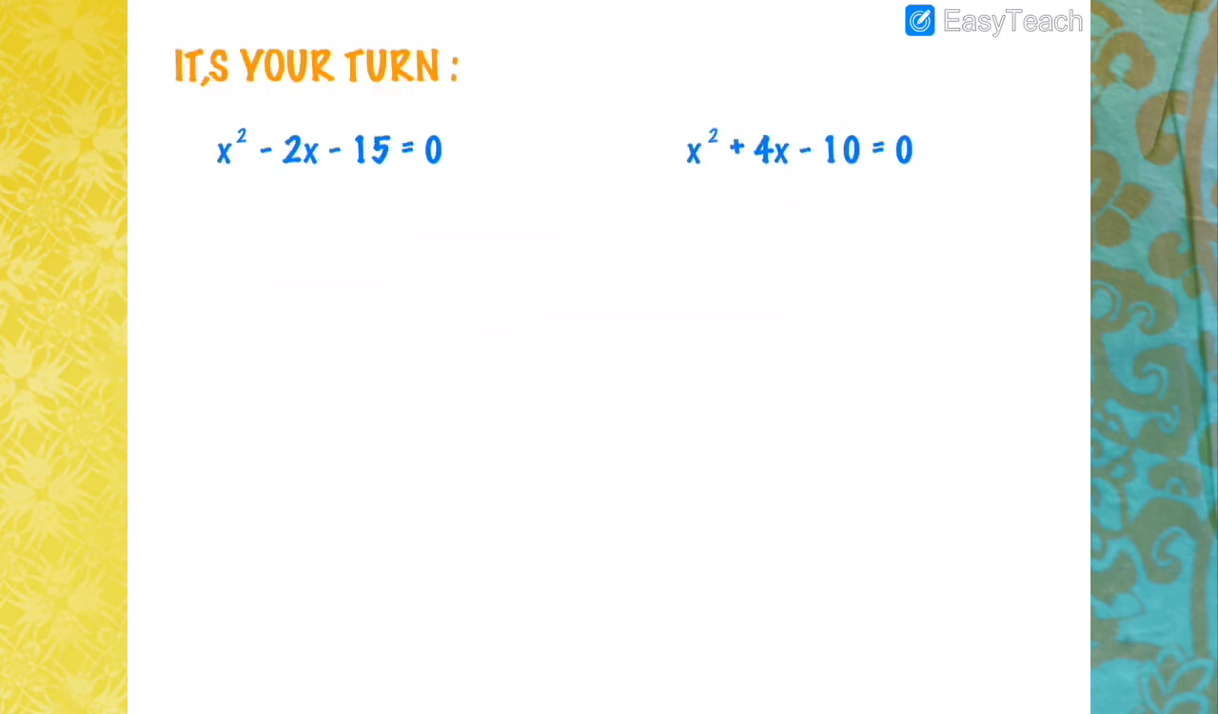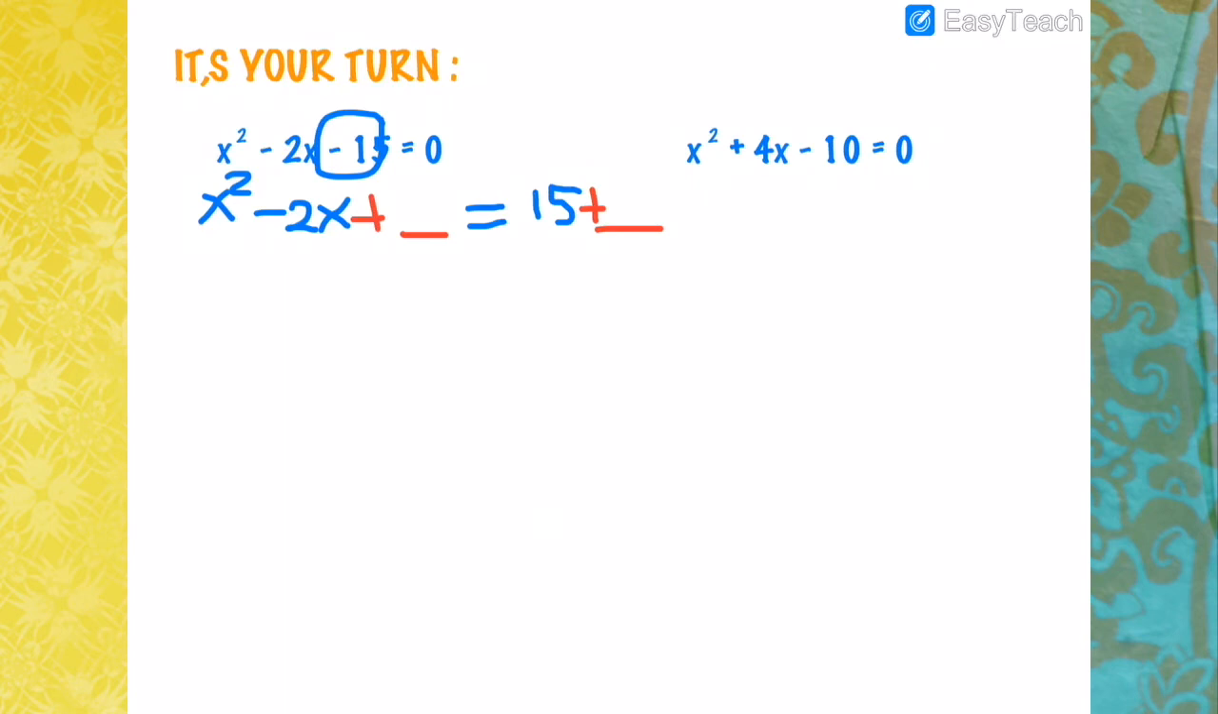Now it's your turn. All right, so for the first given, the first step is to move the constant to the other side. So we have x squared minus 2x equals, since that's negative 15, it will be positive 15 when we move to the other side. Then we add a blank on both sides, plus, plus.